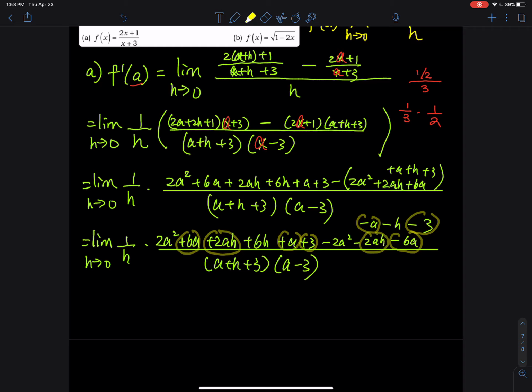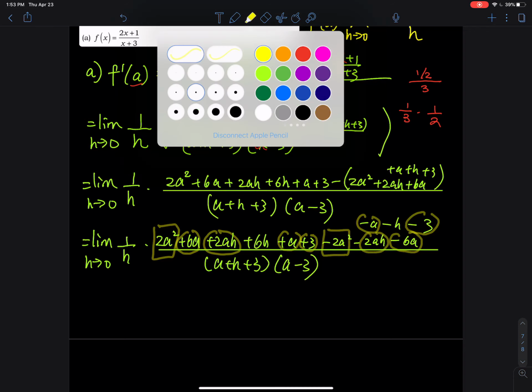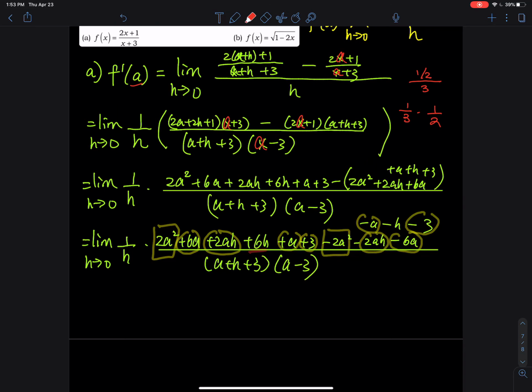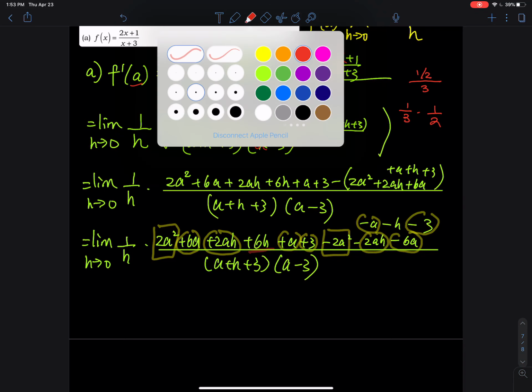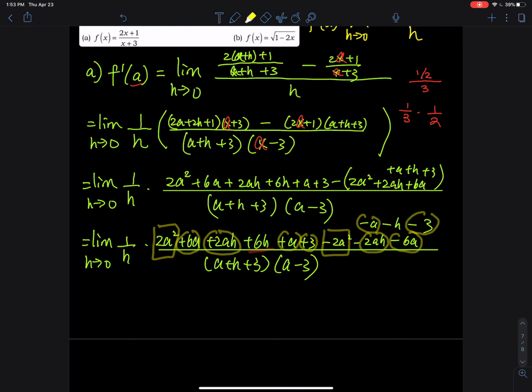Anything else? So we have 2A square. Oh, hold on. The 2A square can be cancelled. So this 2A square and this 2A square. So we only have a 6H left. Actually, it's a 6H. So let's change the color a little bit. It's a 6H. It's hard to see. Which color should I use? So we left with a 6H and a minus H.